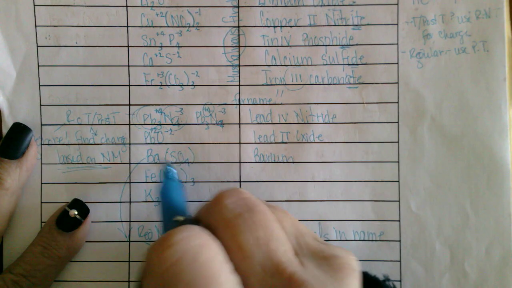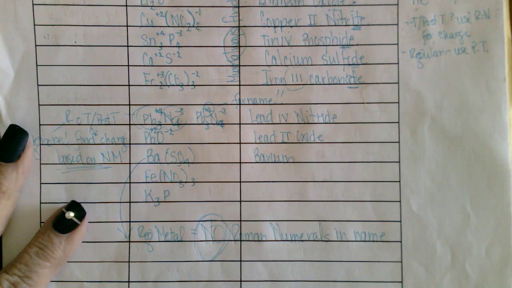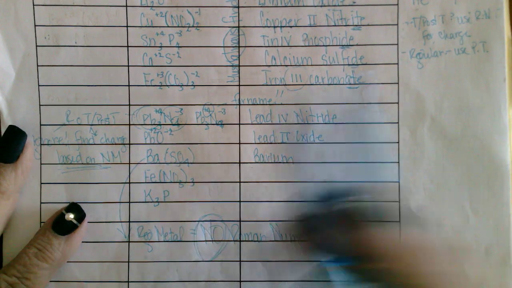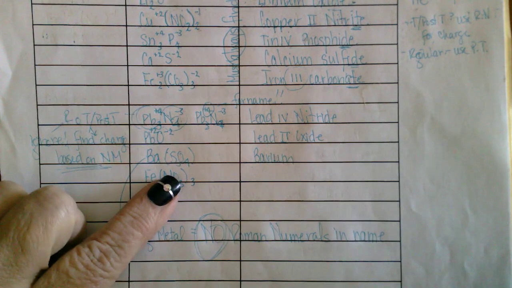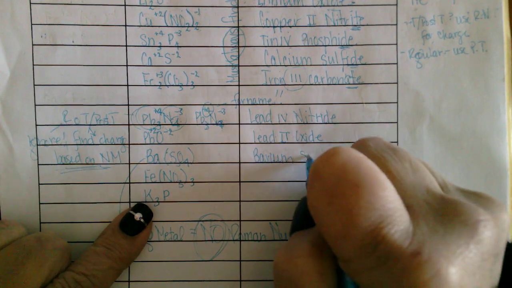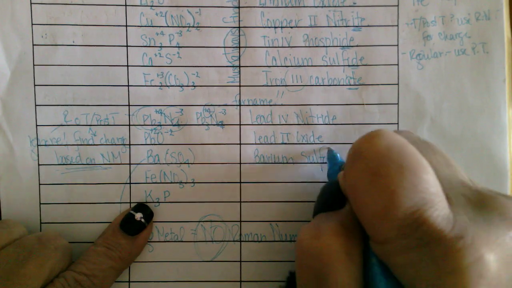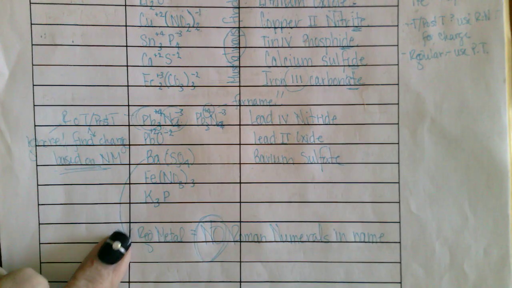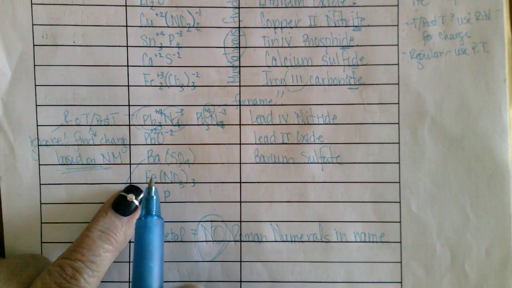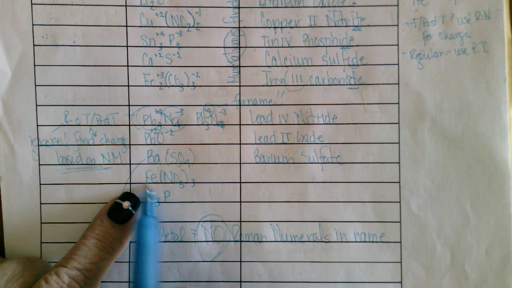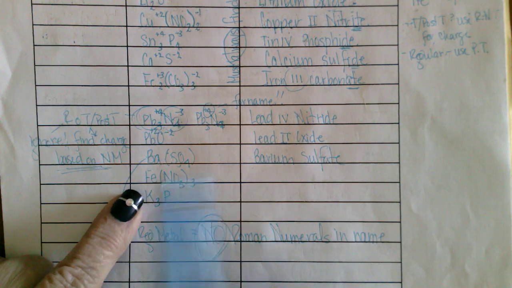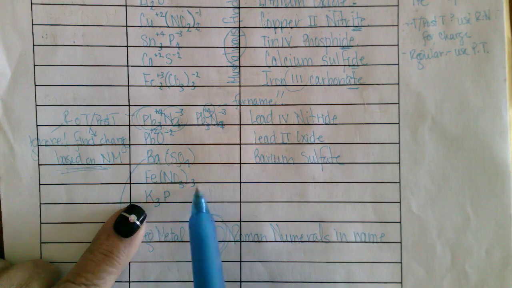I have 3 capital letters, so it's not going to end in ide. I have to figure out what this is. I go to my polyatomic ion list. It also helps that I have parentheses around it, and it's sulfate, barium sulfate.